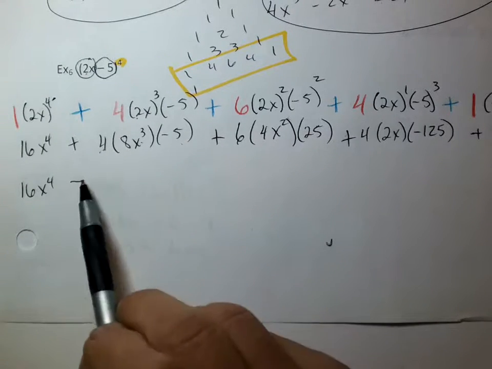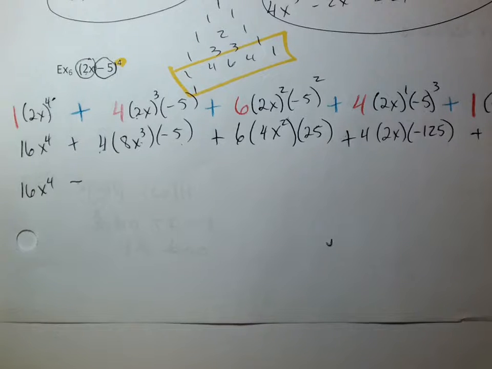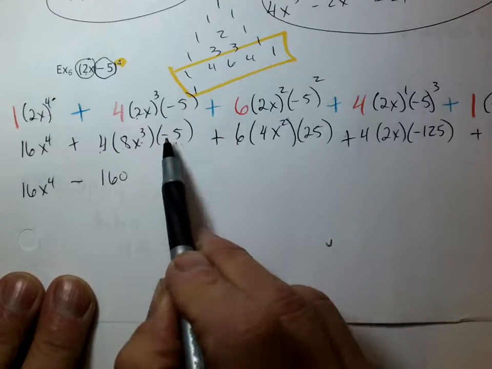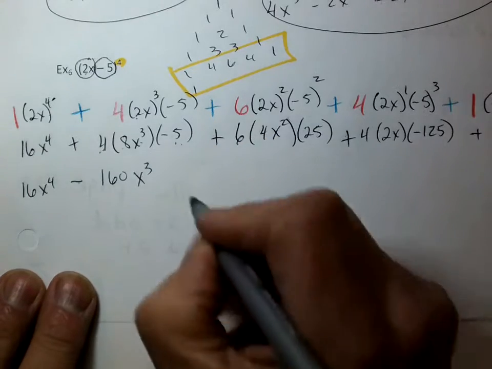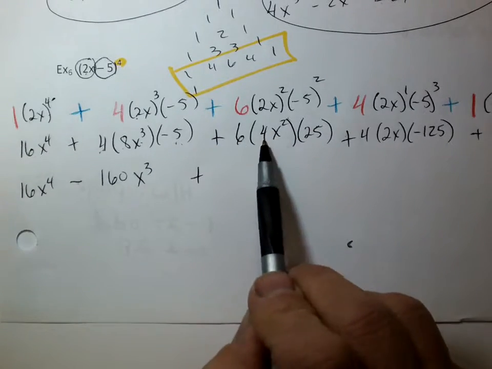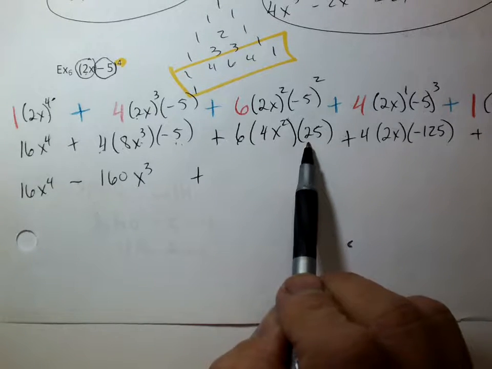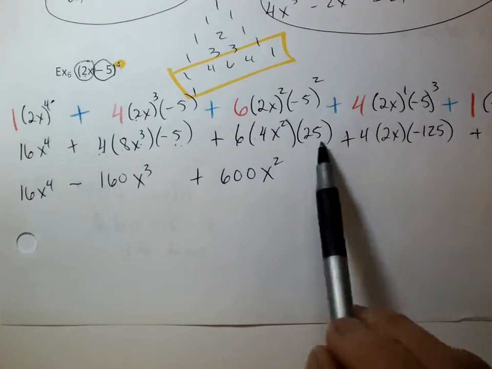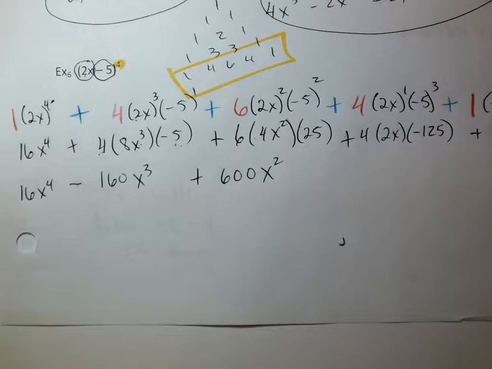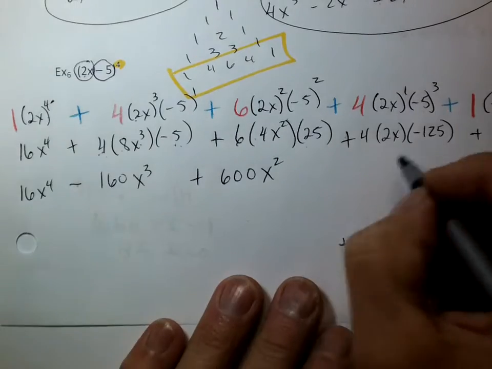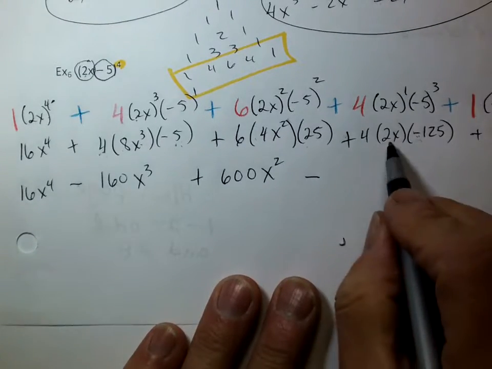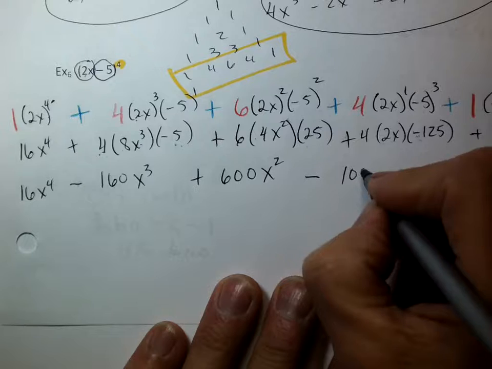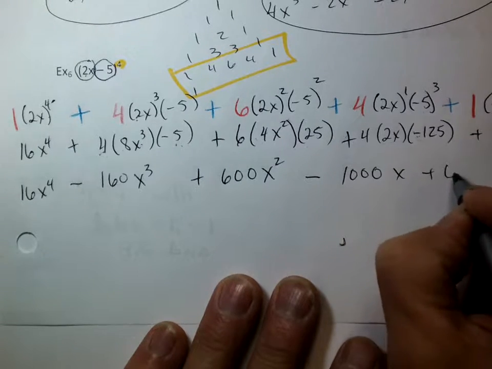4 times 8 times a negative 5 is going to be a negative. 4 times 8 times negative 5 gives me a negative 160x to the 3rd. Plus 6 times 4 times 25, which should be 600, because 4 times 25 is 100, times 6 is 600, x squared. You can use a calculator. I just checked. It is 600. This is going to be a minus because of the negative there. 4 times 2 is 8, times 125, and 8 times 125 is 1,000x, and plus 625.